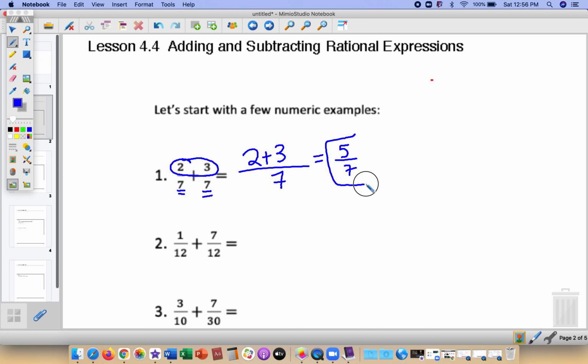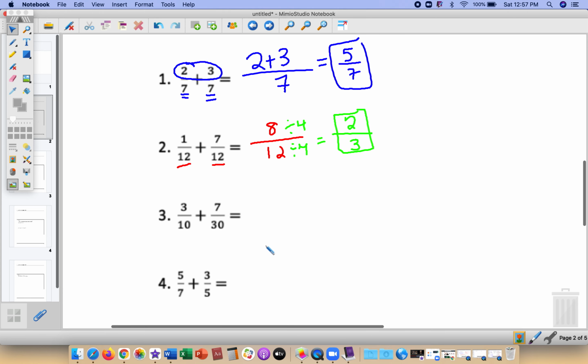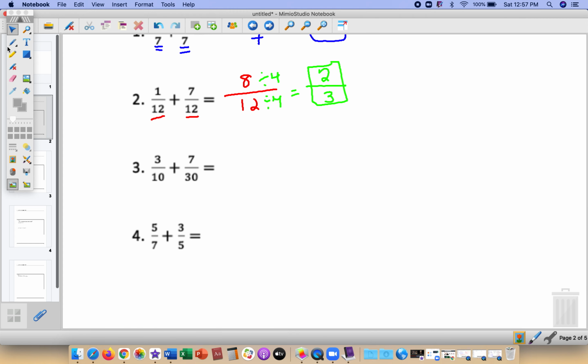5/7. If we look at the second problem, our denominators are also the same. So again, we are allowed to add in the numerator. And then you always want to look to see if you can simplify. Now we can factor out, divide out a 4 on top and bottom. So then 8 divided by 4 is 2, 12 divided by 4 is 3. So get the same denominator, add or subtract up top, then see if you can factor anything out.